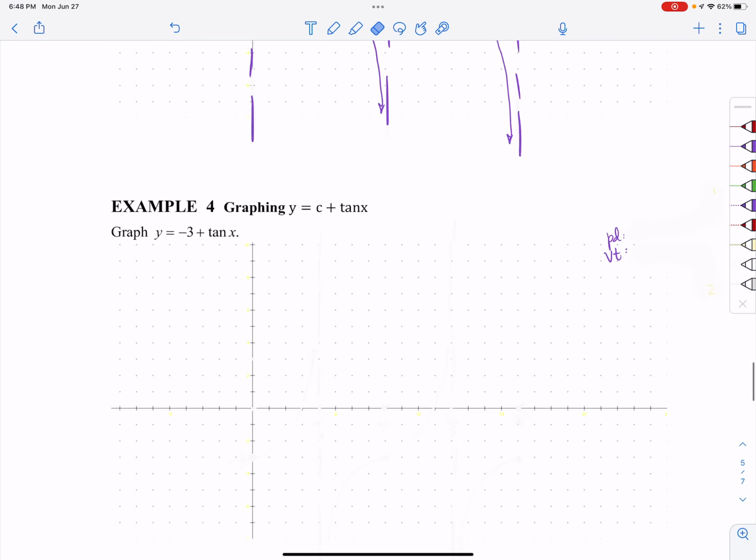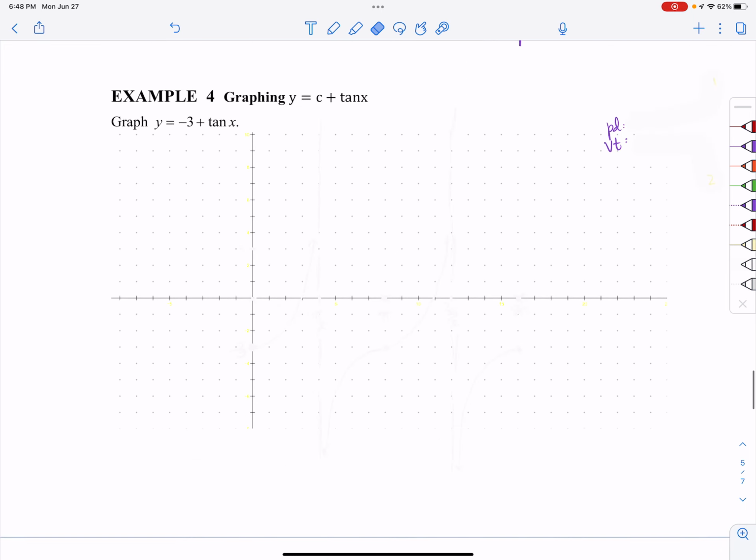Okay, let's go ahead to example number 4. So once again, we're looking at a tangent graph. Really, all this is the tangent parent that has been shifted down 3 units. So the period is just a normal pi, and we are shifting down 3 units.